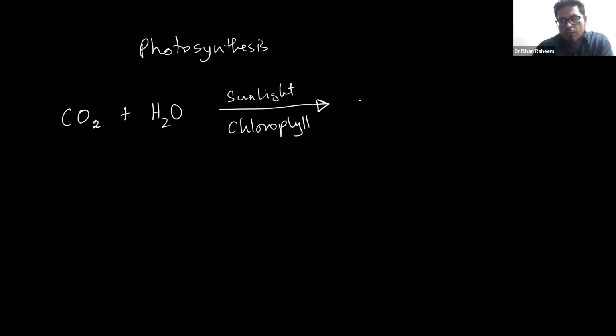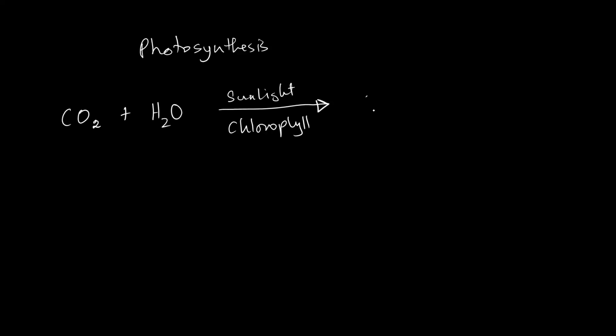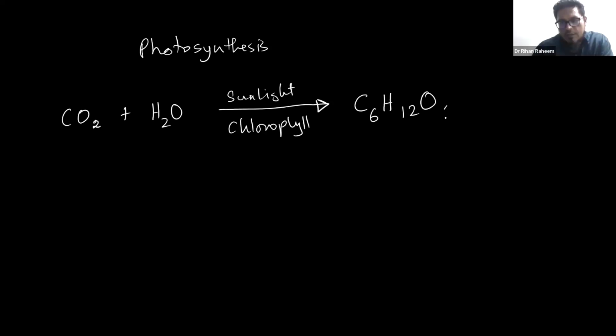In the presence of sunlight and chlorophyll, it will produce glucose. What is the chemical formula of glucose? C6H12O6, and it produces oxygen gas. Are you clear? This is the chemical equation for photosynthesis. You can convert it into a word equation: carbon dioxide plus water in the presence of sunlight and chlorophyll produces glucose and oxygen gas. So glucose is a carbohydrate produced during photosynthesis of plants.